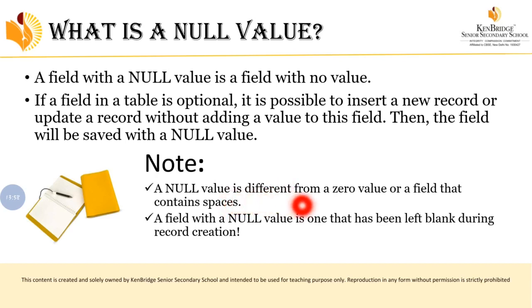A null value is one that has been left blank during record creation. While creating the record, if you give no value and it is left over, that will be called a null field or null value. Okay, now can you understand the difference between 0 and null? I hope you all understand. So let's move on to the next one.